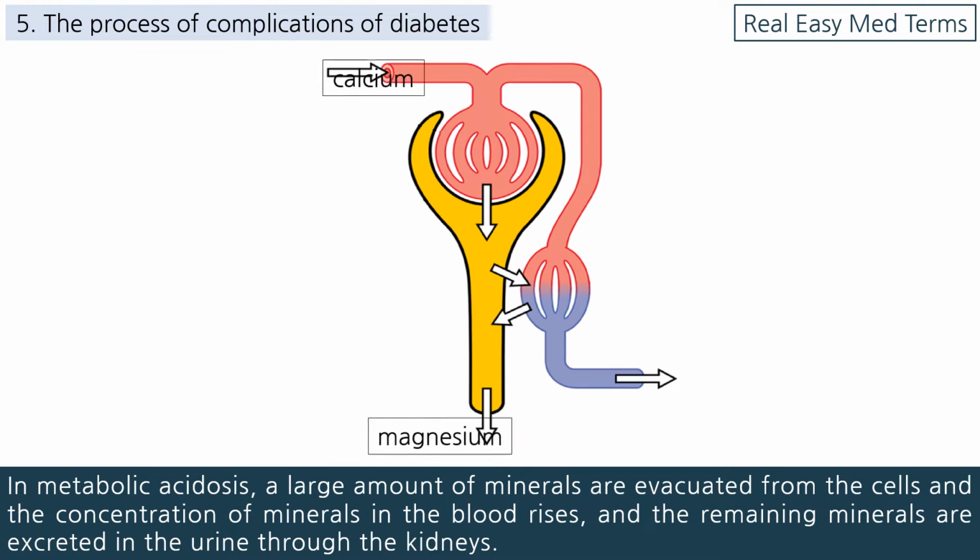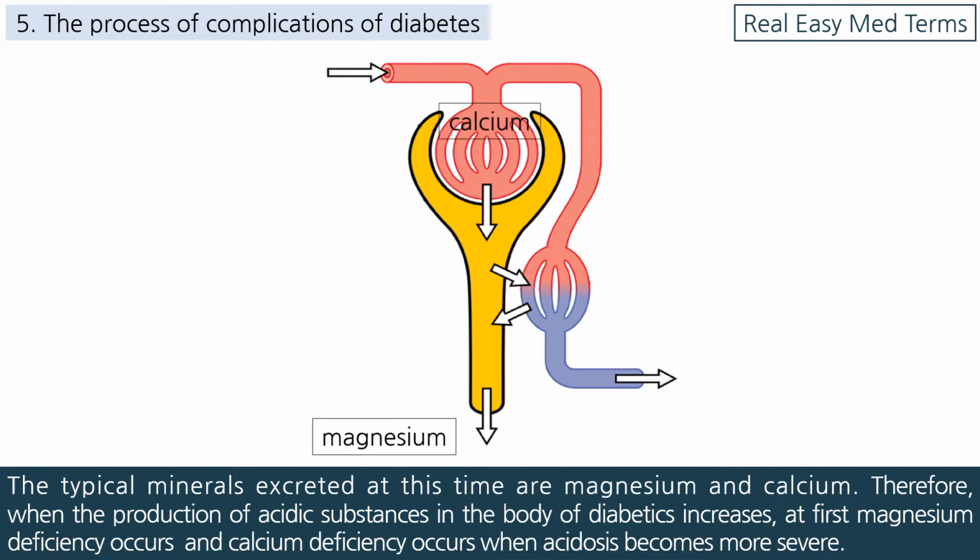In metabolic acidosis, a large amount of minerals are evacuated from the cells, and the concentration of minerals in the blood rises, and the remaining minerals are excreted in the urine through the kidneys. The typical minerals excreted at this time are magnesium and calcium. Therefore, when the production of acidic substances in the body of diabetics increases, at first, magnesium deficiency occurs, and calcium deficiency occurs when acidosis becomes more severe.